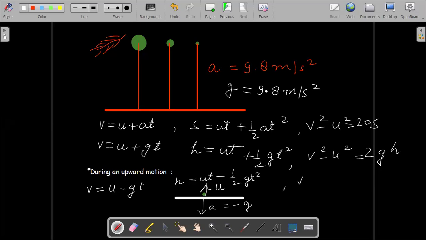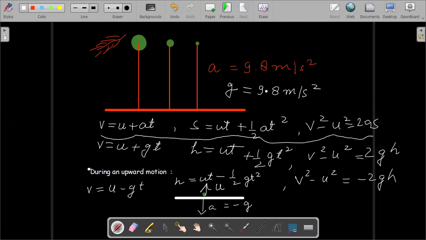The third one would become v squared minus u squared equals negative 2gh. Since g is negative, it will be a negative over here. So you don't need to remember all these formulas. Remember just the first formula, these three. Remember these three identities and use them accordingly.